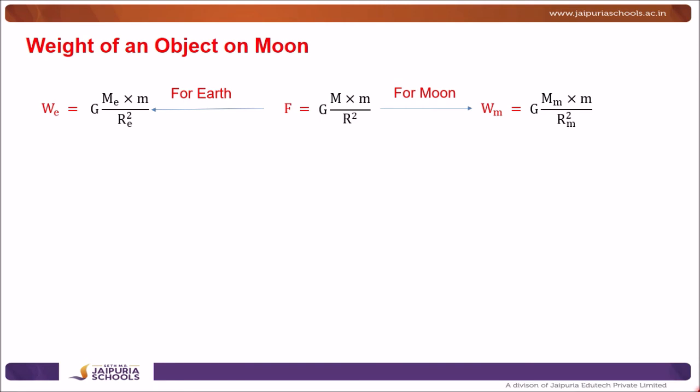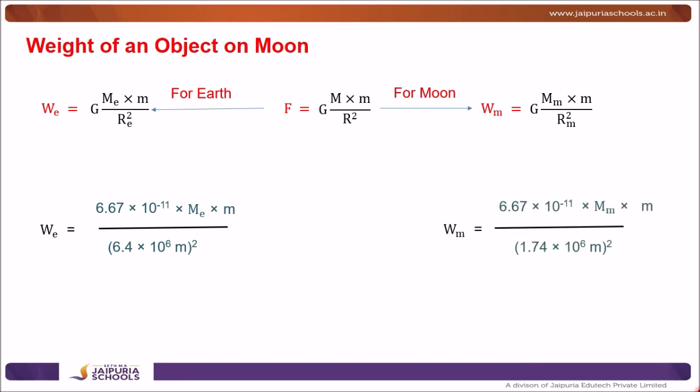Now I'm going to put all the known values in these formulas, so that we will have We for the earth and Wm for the moon. And after putting the value of the mass of the earth and the mass of the moon, I'll solve this equation and I'll divide Wm by We, and that value will be roughly about 1 upon 6. So we can say that Wm upon We will be 1 by 6.